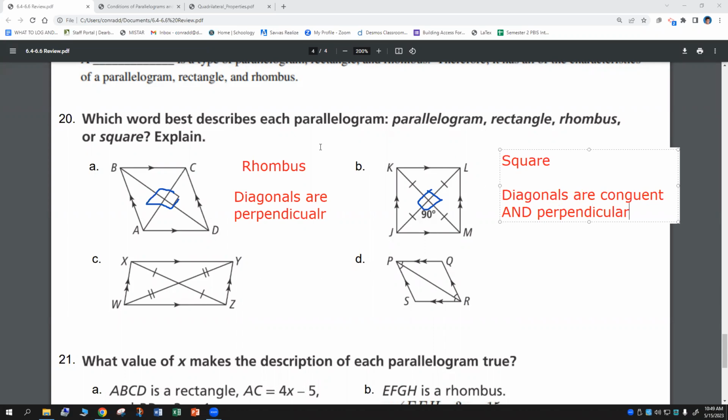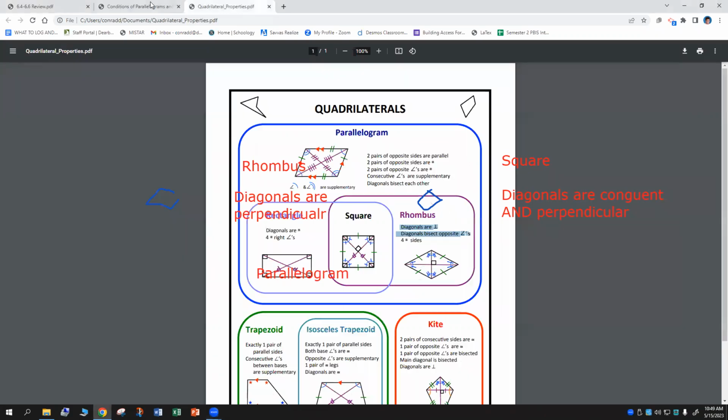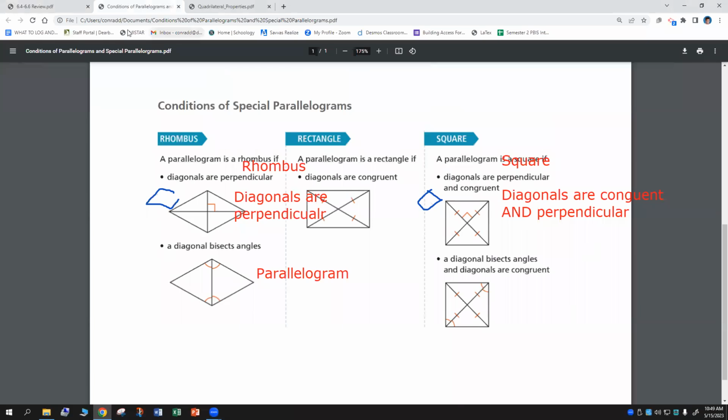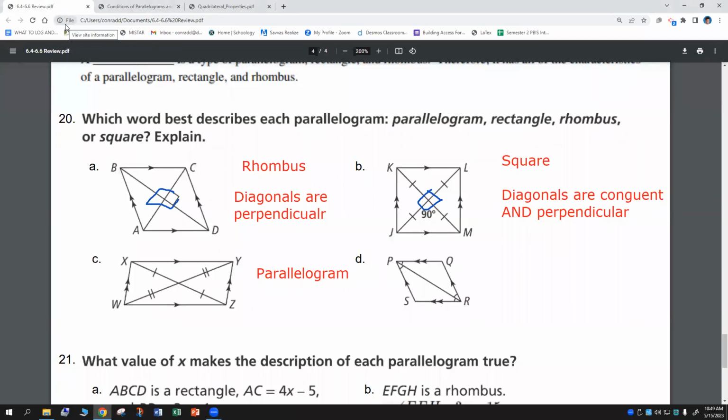All right, 20C here is just going to be a regular old parallelogram. None of our conditions fit. None of these conditions on this page fit, so it's just going to be a regular old parallelogram. Not a special parallelogram.